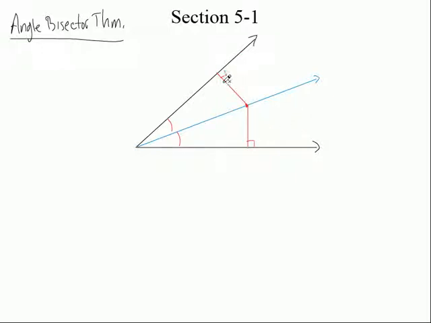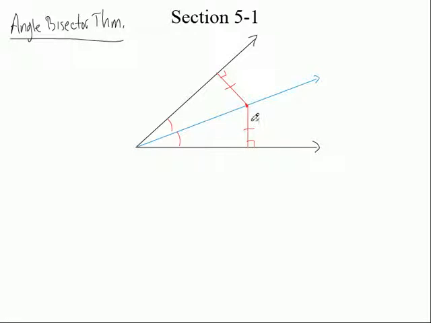It's equidistant. So what's true about these two little red lines right here? They're equal to each other. So I can put a little tick mark here and a little tick mark right there. Does that make sense to you? So again, let's say it. If I have a point that's on the angle bisector, it's equidistant from the sides of the angle.